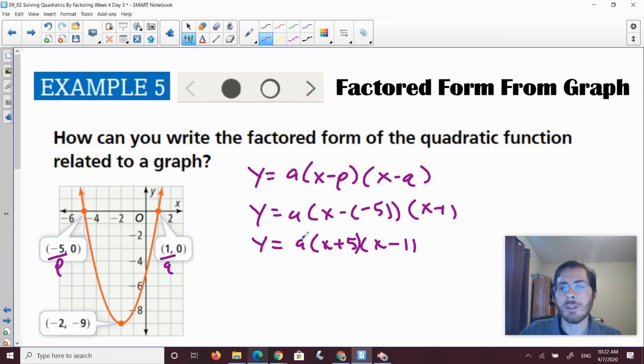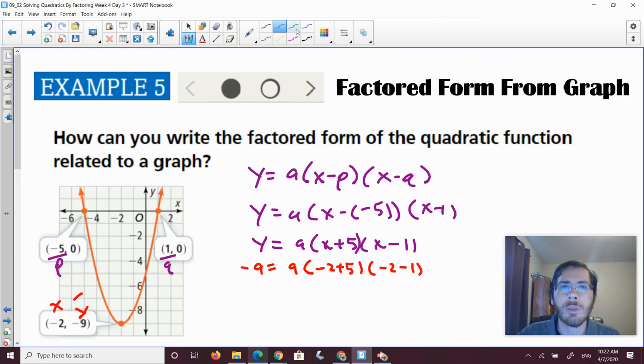So our goal, just like we've done before, is we want to try and get a by itself. We want to figure out what a is. So to do that, we need to plug in the other point we have. So this is x, and this is y. So we get -9 equals a(-2 plus 5)(-2 minus 1). All right. So that looks like that might work out.